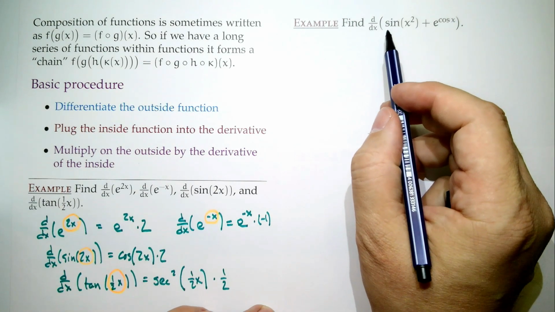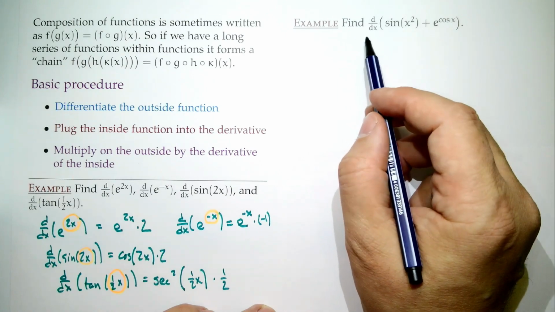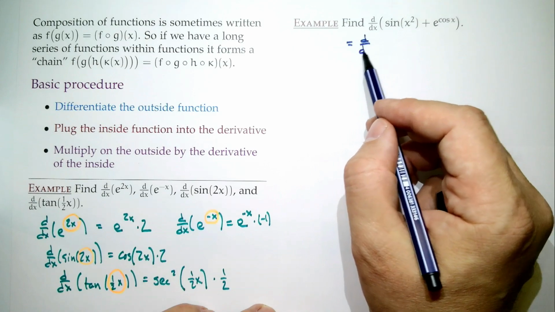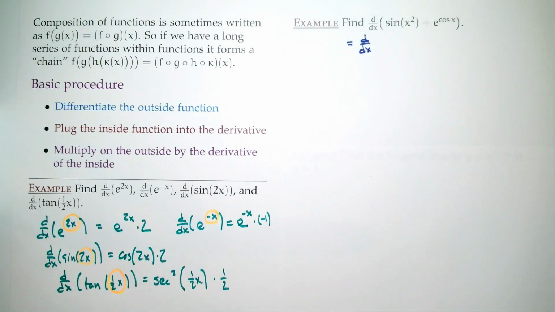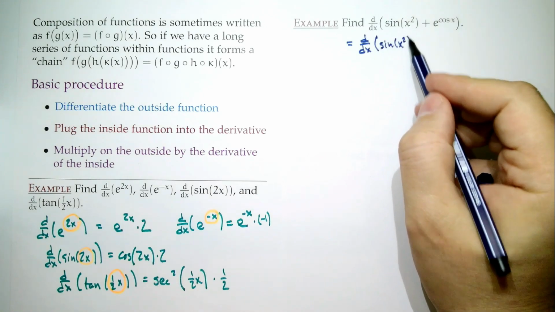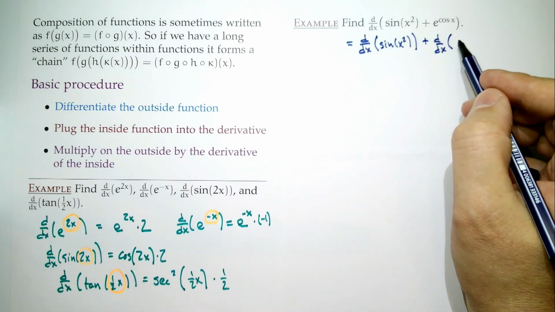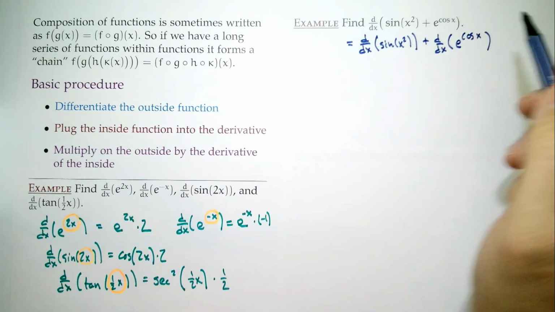So, the derivative of sine of x squared plus e to the cosine x. Now, one thing is, we don't even think about this as a rule anymore, but when we're taking the derivative of sine of x squared plus e to the cosine x, what rule do we always use? The sum rule. Yeah. The sum rule. So in other words, we can take these derivatives separately. So I can take the derivative of sine of x squared, and I can take the derivative of e to the cosine of x.